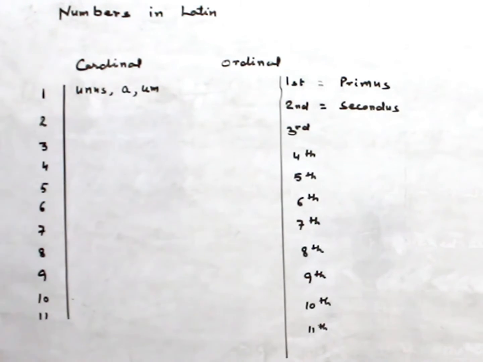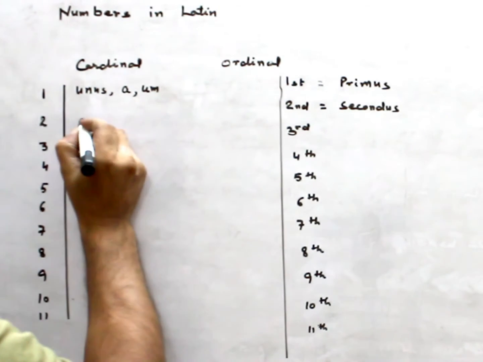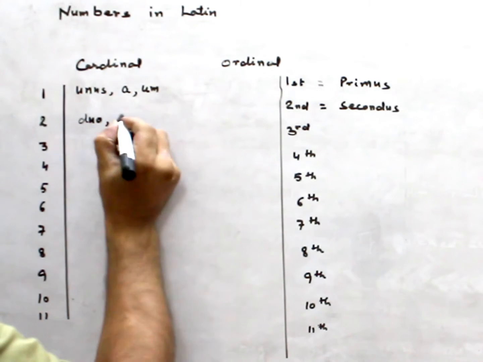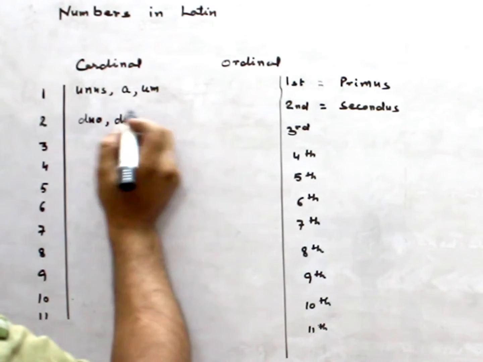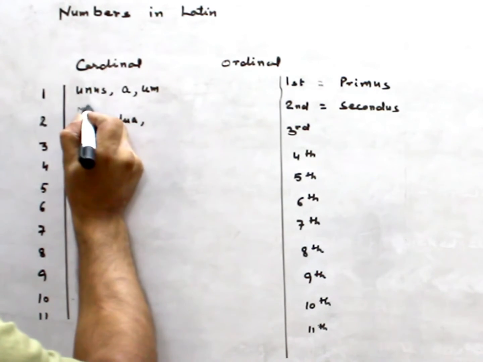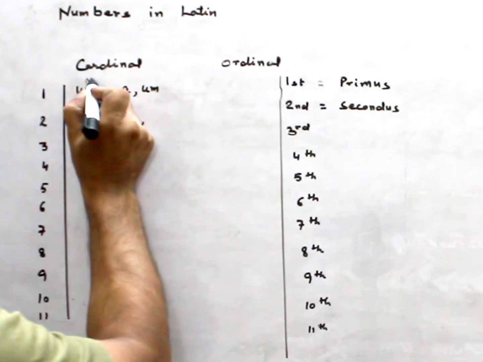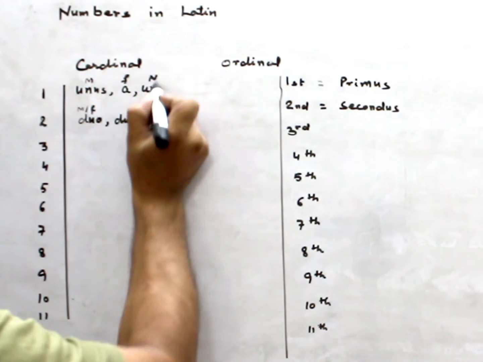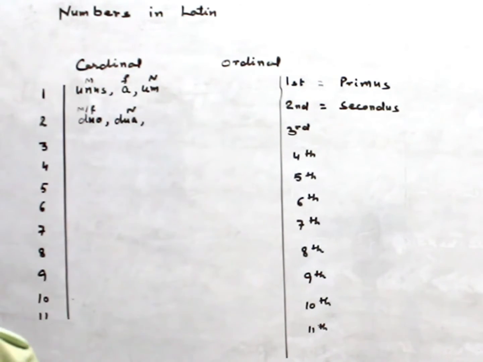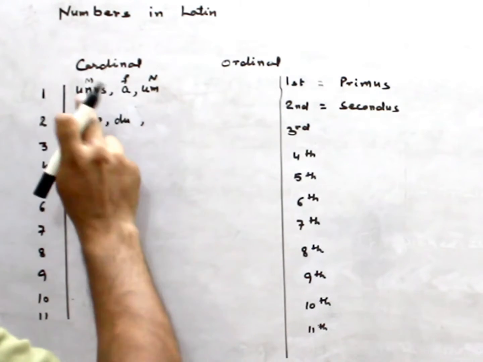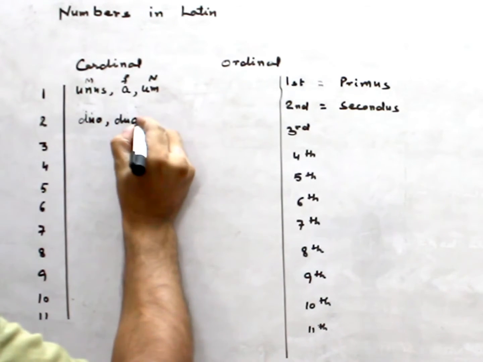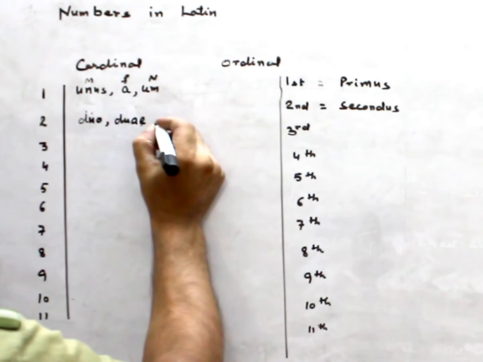Now the second is a plural number and this we call duo, and for woman it becomes duae. This is male, this is female, and this is neuter. And for neuter it is duo. This is male duo, female is duae, and neuter is duo.